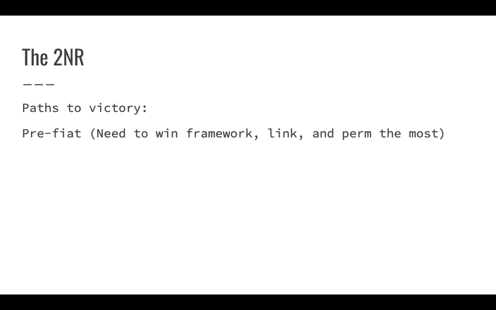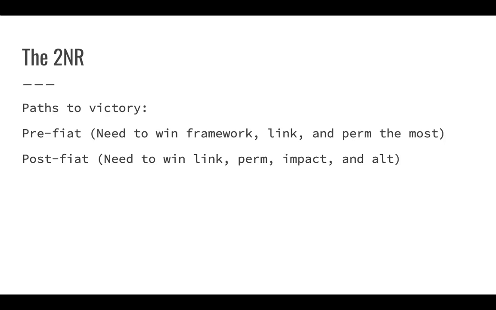The 2NR, the final speech. You generally have to decide on a path to victory. So pre-fiat, if you're going for that type of an impact, you generally need to win a framework, the link, and the perm the most. Because if you've won framework and that they don't get a perm and that they link, then the impacts don't matter so much because they don't really have pre-fiat impacts. And the alt doesn't really matter because they don't have a pre-fiat advocacy. So if you're going for a pre-fiat world, you really need to make sure your 2NR wins framework, wins the link, and wins the perm, whereas the other stuff isn't quite as important.